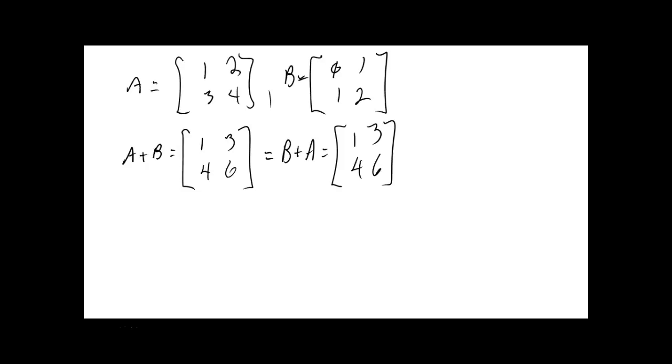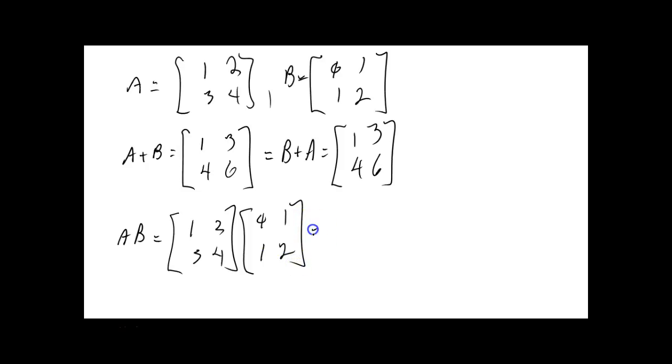Now, let's do a similar thing, and let's do the product AB. Can you do that? 1, 2, 3, 4 times 0, 1, 1, 2. Can you multiply those two matrices? Yes, you can. What size is this one? 2 by 2. What size is this one? 2 by 2. What makes you able to multiply them?